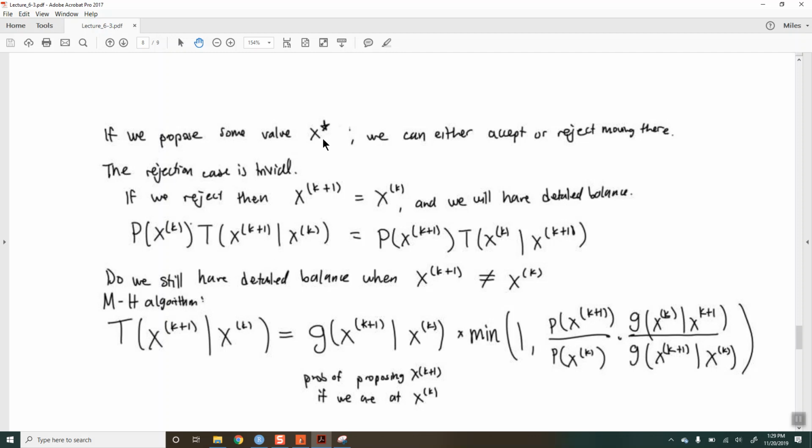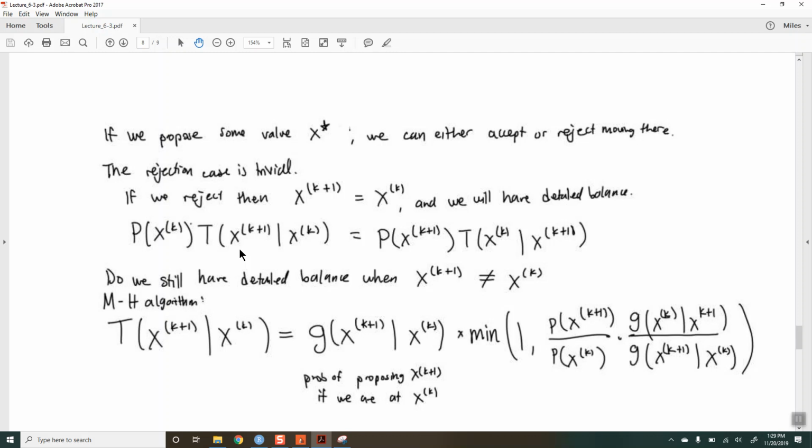So first I said if we propose some new value x star and we reject it, then it's trivial because xk plus 1 is xk, and so the probability of going from xk to xk plus 1, which is itself, is going to be the probability of going from itself to itself. Okay, so that's a trivial case, right? So if you reject it and the next state where you end up is itself, then the probability of going from itself to itself is the same as the probability of going from itself to itself.